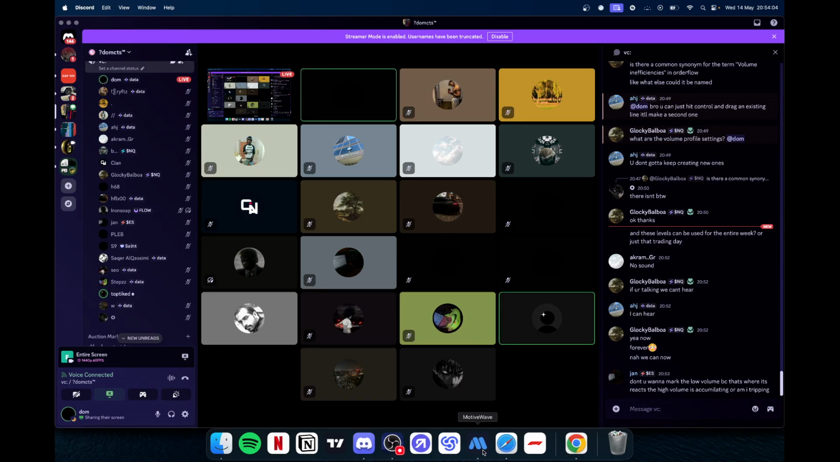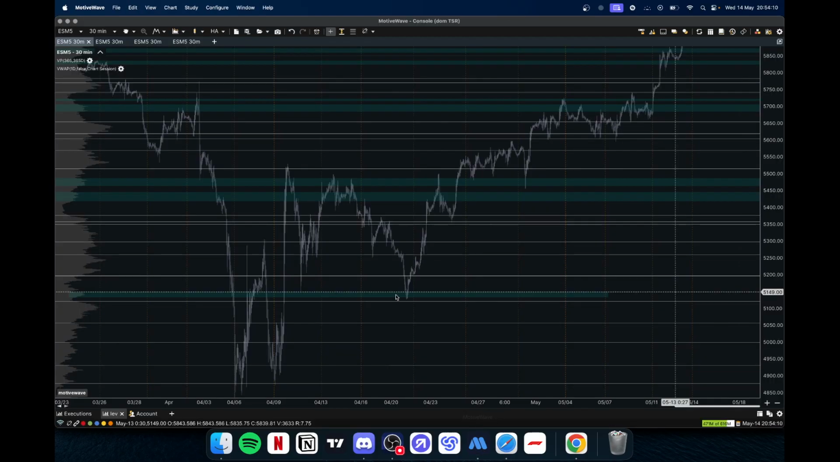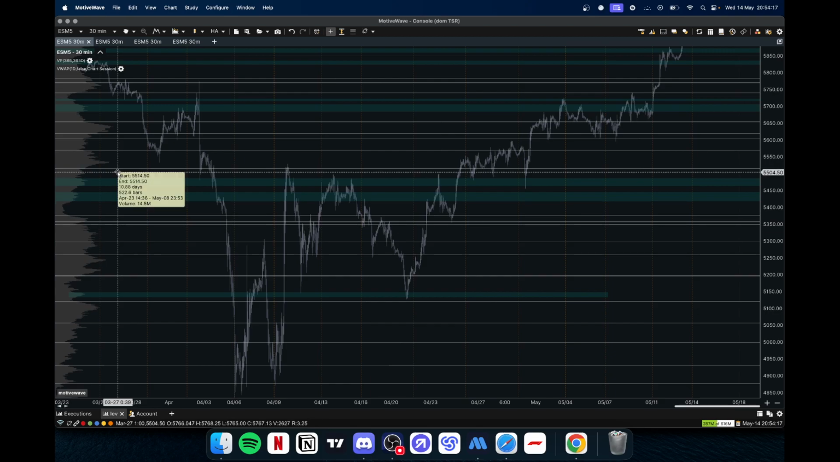Don't we want to mark the low volume because that's where it reacts to high volume? I mean, nah. I'm only using the high volume nodes, but the low volume nodes are at the back of my mind. I'm not going to mark the low volume nodes out, I can just visually see them.